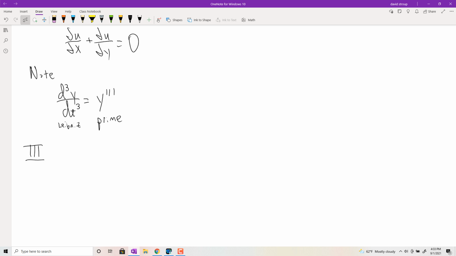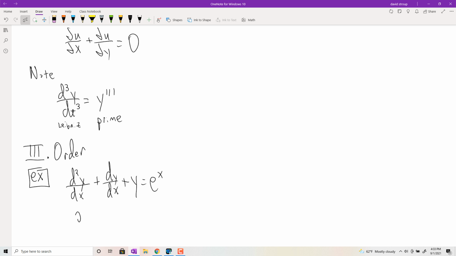Section 3, what is the order of a differential equation? That's just going to be the highest derivative present in your equation. So for example, here I have the second derivative of y with respect to x plus the first derivative of y with respect to x plus y equals e to the x. Okay? This is going to be a second order differential equation. And it's actually linear, and we'll talk about linear, nonlinear here in a second. But anyways, that's second order.